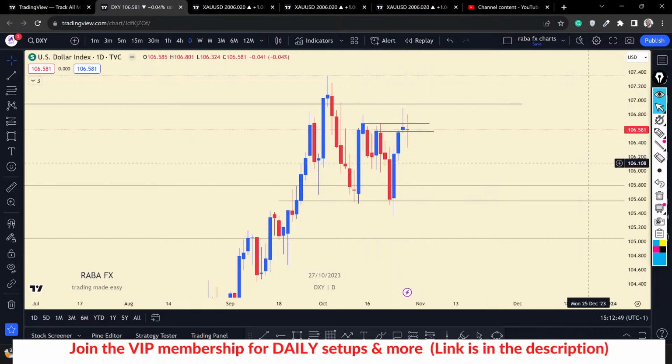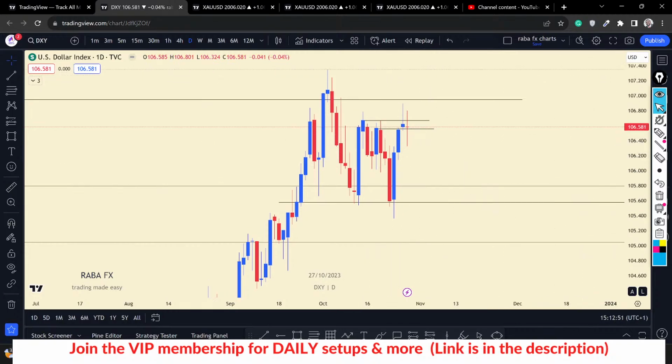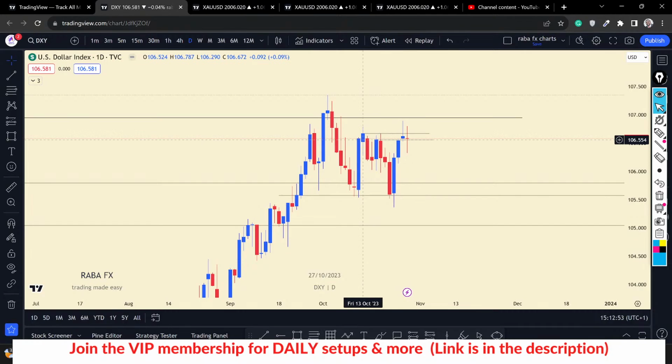Why can't I notice all this gap when I was analyzing this thing? Okay, we have a gap there, and we are rejecting off that gap. So in this case, there are two things. We should continue looking for buys. If the price comes back down here, we can continue looking for buy setups, because we are bullish.